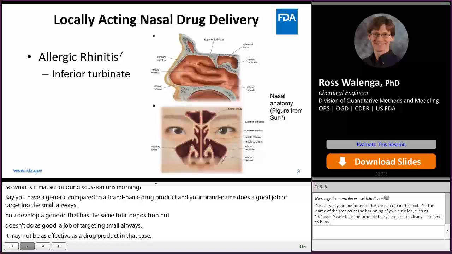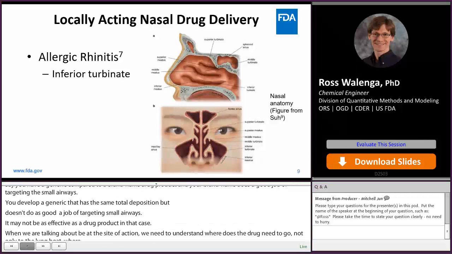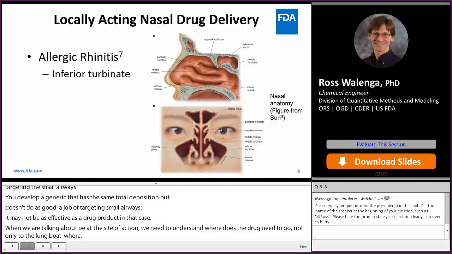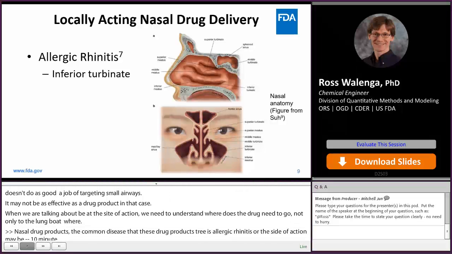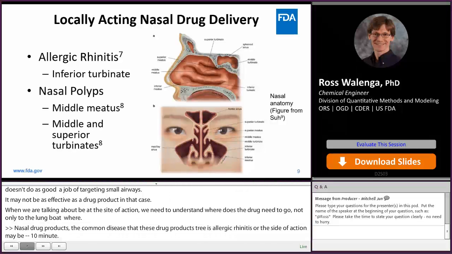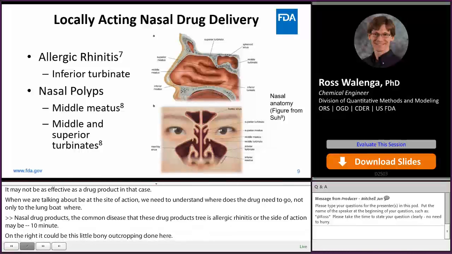For nasal drug products, the common disease that these drug products treat is allergic rhinitis, where the site of action may be the inferior turbinate. And if you look at this picture on the right, that's this little bony outcropping down here. Nasal polyps is another disease that can be targeted by nasal drug products, which can either be targeted at the middle meatus, which is this kind of circular region here, or the middle and superior turbinates, which are these two bony outcroppings here.